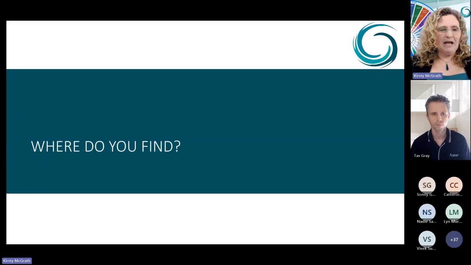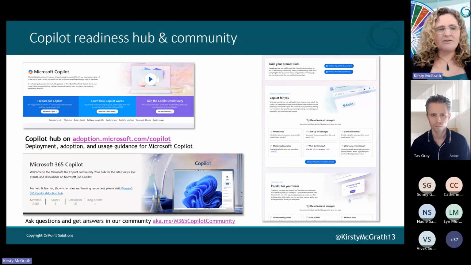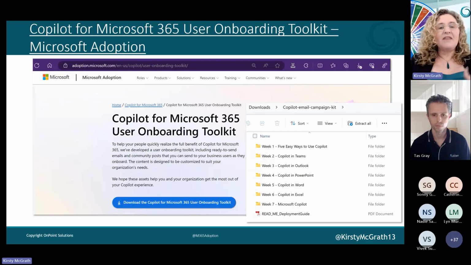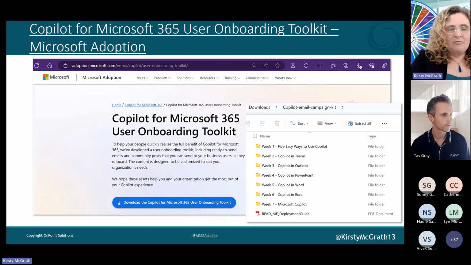So there are lots of places you can find information. Microsoft have a fabulous adoption site. It's got all the readiness, planning, and guides. It's got the persona kit. There's a whole adoption kit around the user experience. There's even, as part of the Copilot page, a download the Copilot onboarding kit.